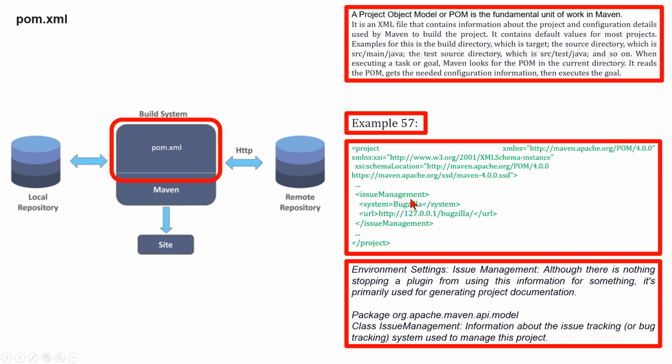Information about the issue tracking or bug tracking system used to manage this project. This defines the defect tracking system, Bugzilla, TestTrack, ClearQuest, etc. used. Although there is nothing stopping the plugin from using this information for something, it is primarily used for generating project documentation.